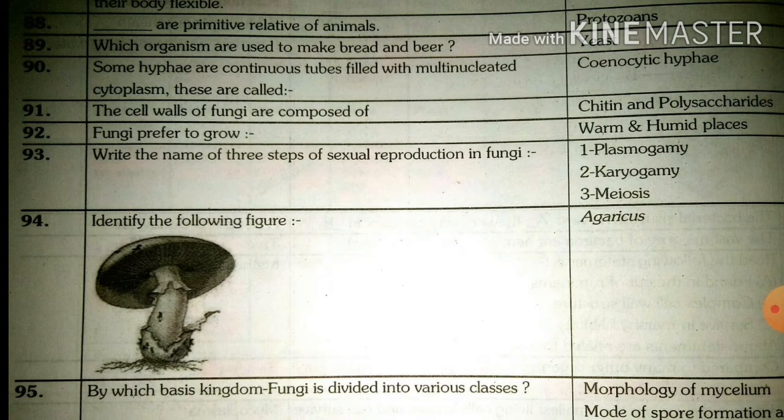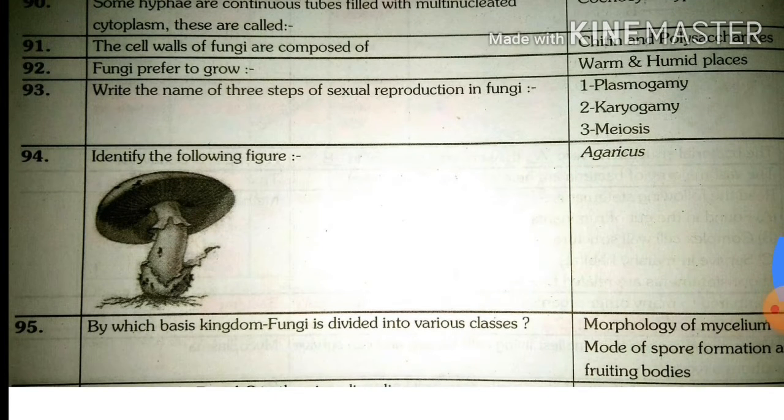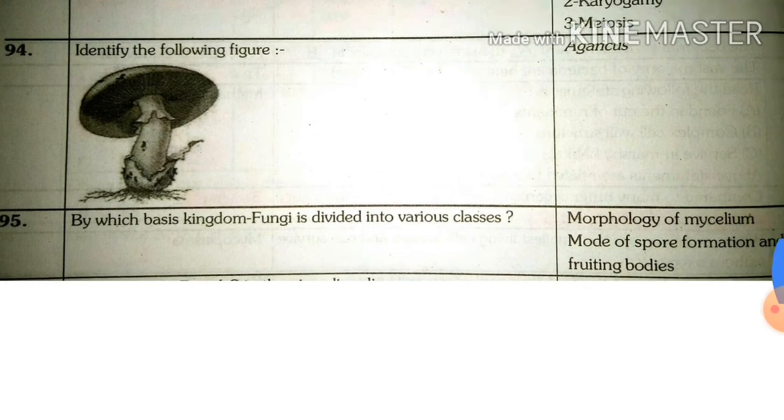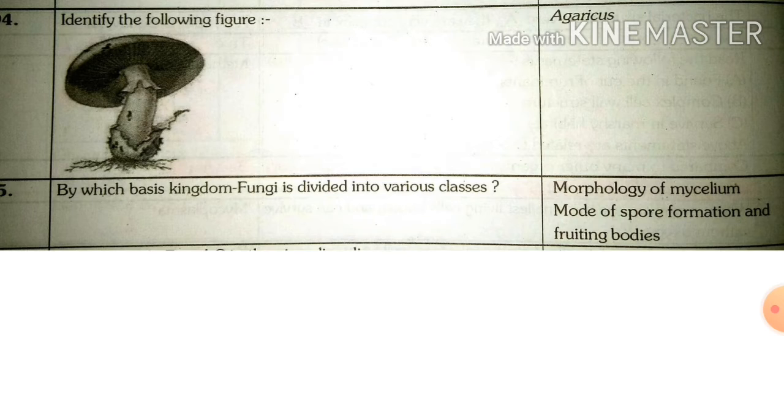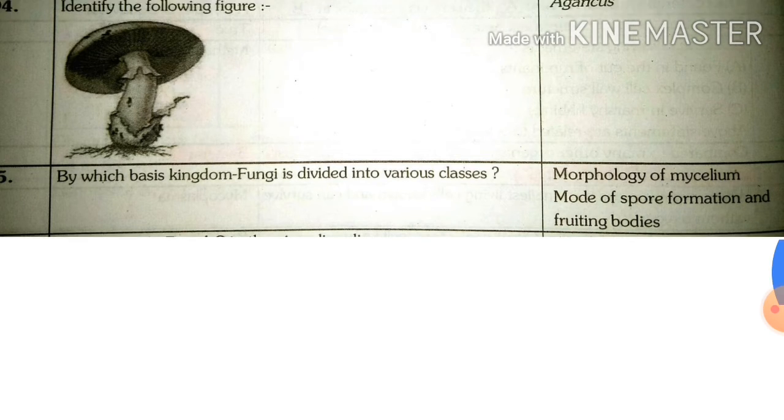Write the names of three steps of sexual reproduction in fungi. First one is plasmogamy, then karyogamy, then meiosis. This is important. Identify the following figure. This is Agaricus. On which basis is kingdom fungi divided into various classes? Morphology of mycelium, mode of spore formation, and fruiting bodies.